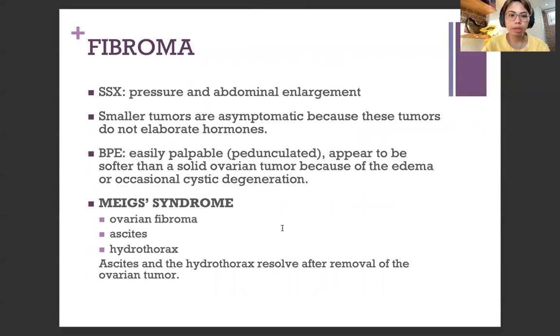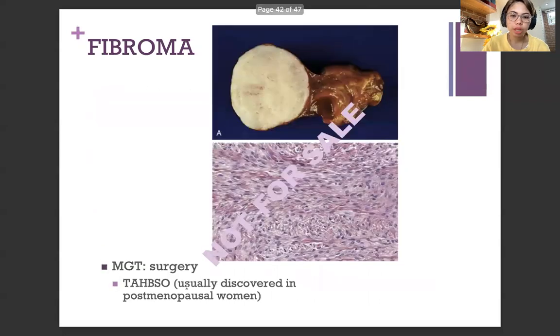Presents with pressure and abdominal enlargement. Smaller tumors are asymptomatic because these tumors do not elaborate hormones. These are easily palpable, appear to be softer than a solid ovarian tumor because of the edema or occasional cystic degeneration. Okay, remember this, Meigs syndrome. It's the ovarian fibroma that presents with ascites and hydrothorax. Once the ovarian fibroma is removed, the ascites and the hydrothorax resolve. Here, this is fibroma.